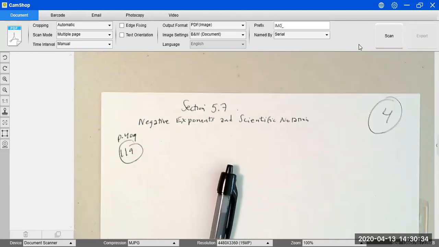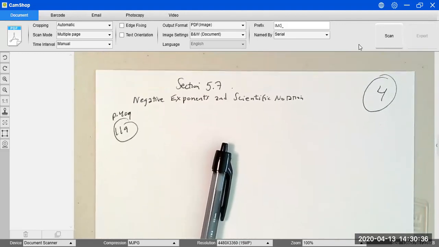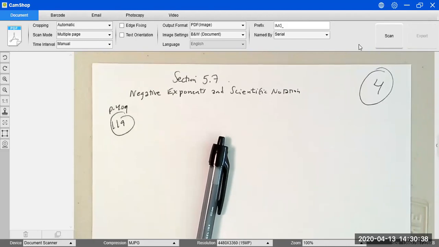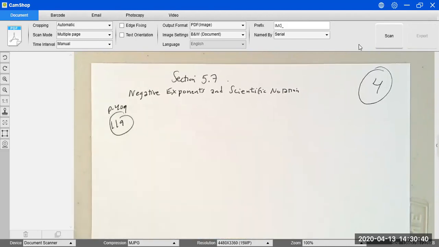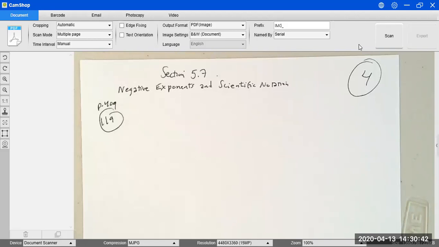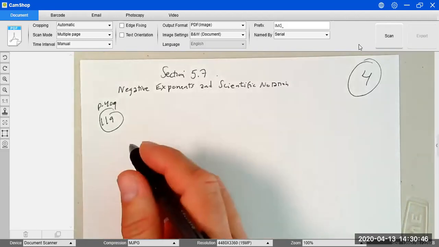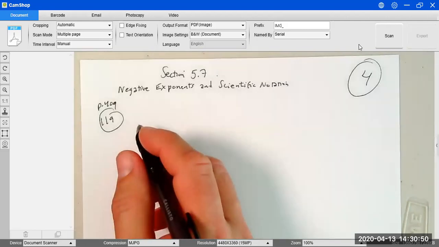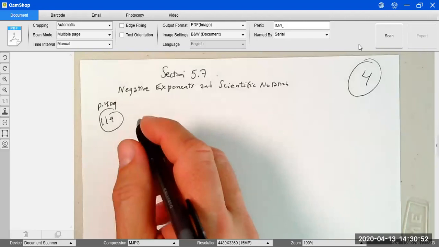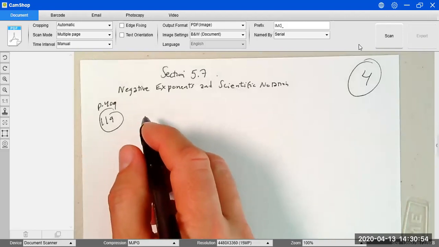So now we have section 5.7 about negative exponents and scientific notation. So I'm going to solve one problem, and then you're going to solve one more. And with that, we're going to finish the review of chapter 5. So problem 119 on page 409 is just a division of two numbers written in scientific notation.